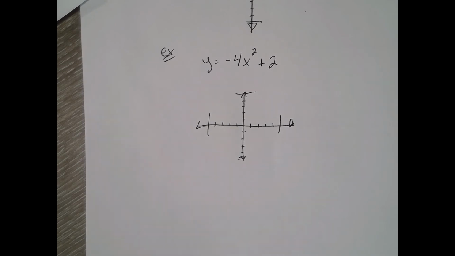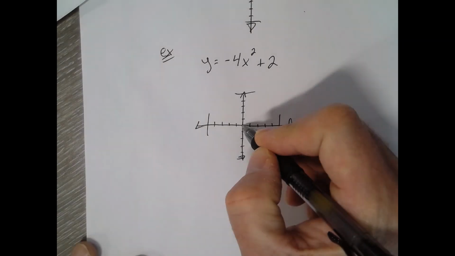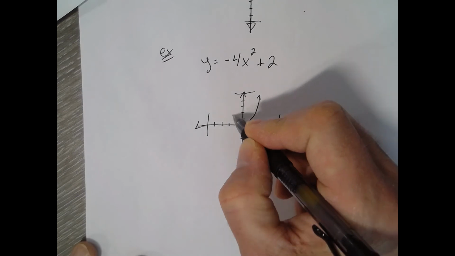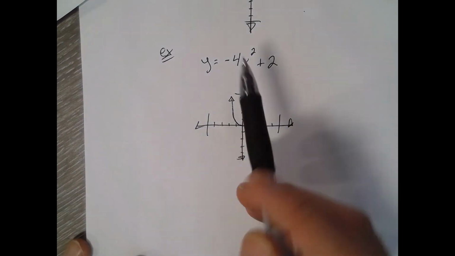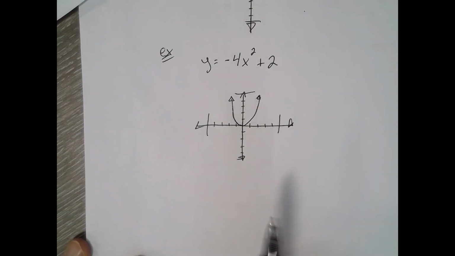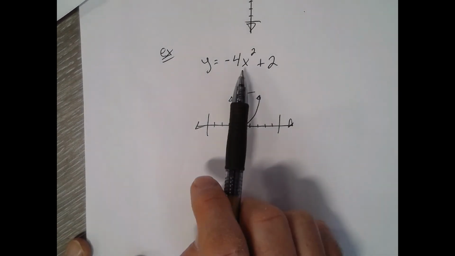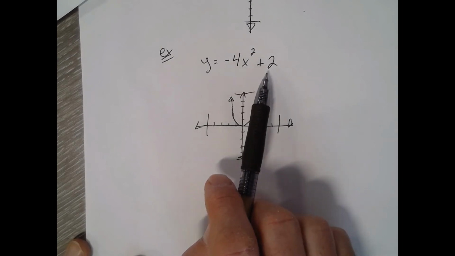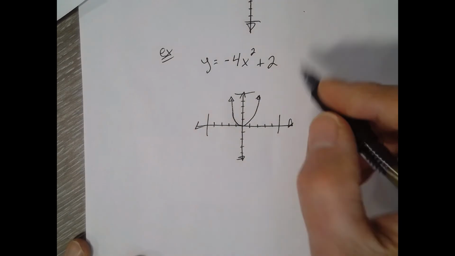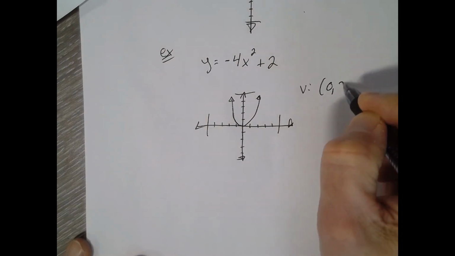Alright, so my parent graph is still the same. It's y equals x squared. The vertex, this one is not shifted left or right at all because there's nothing in parentheses. But it is moving up 2. So that plus 2 is going to go up 2 and there's no left or right. So our vertex is 0, comma 2.